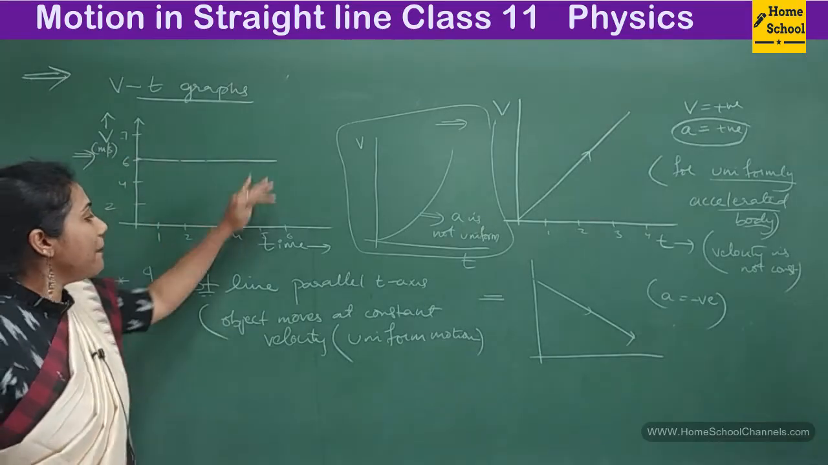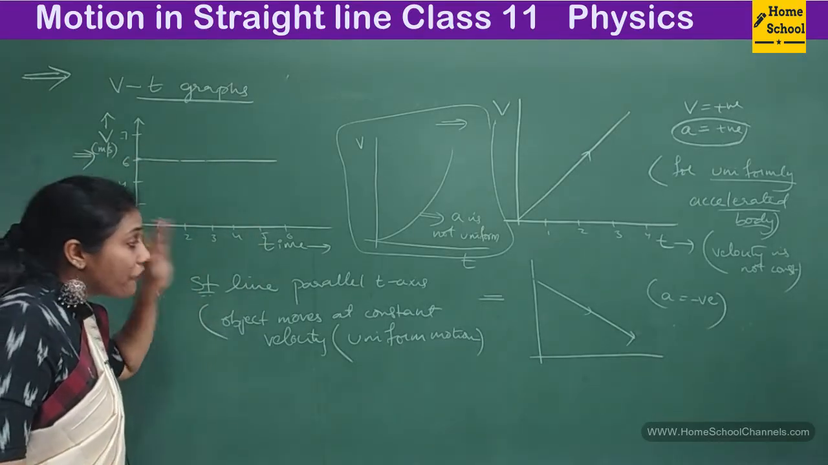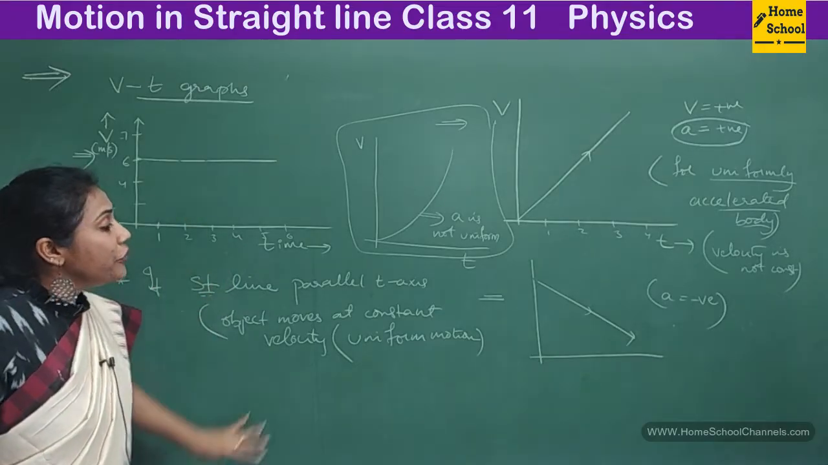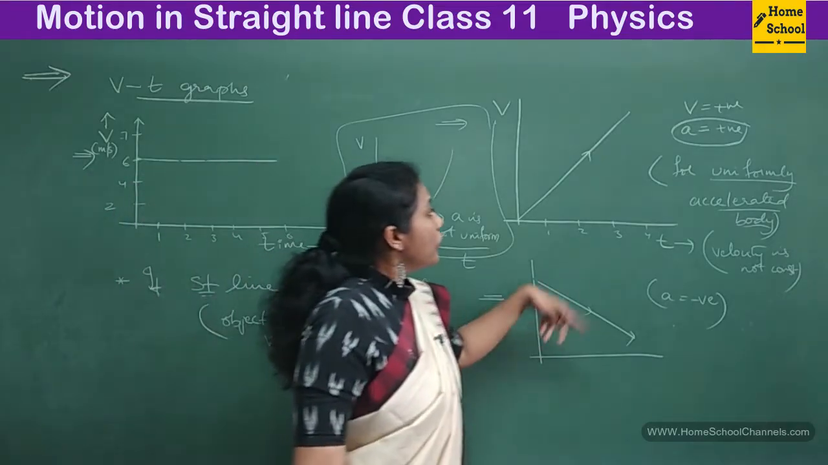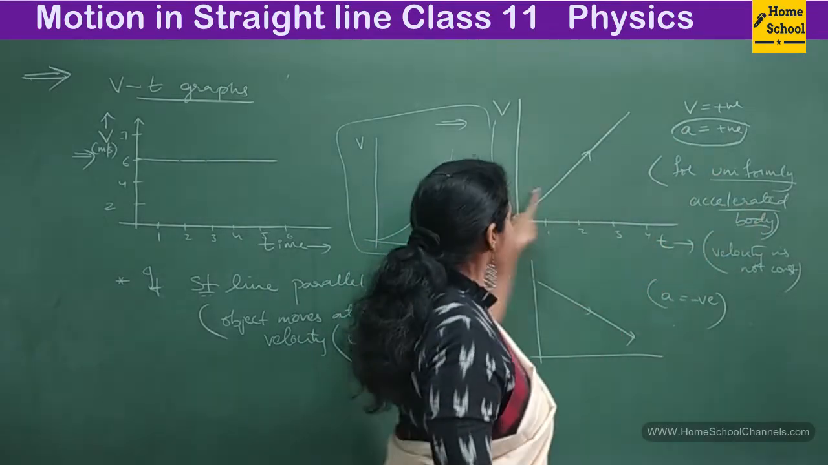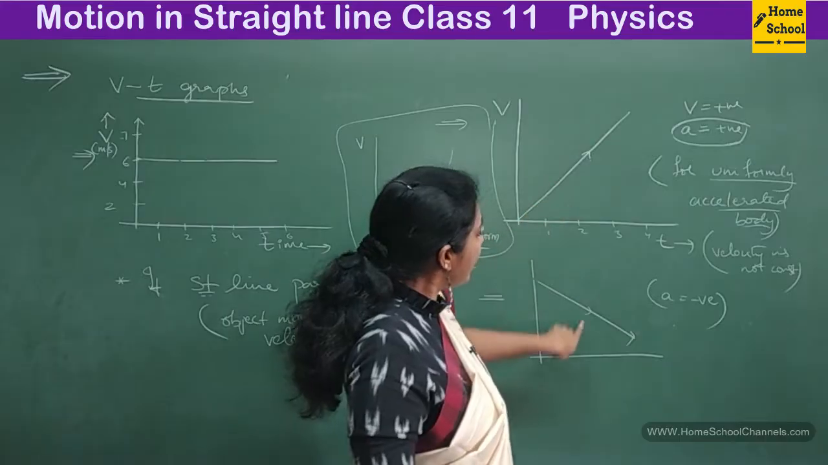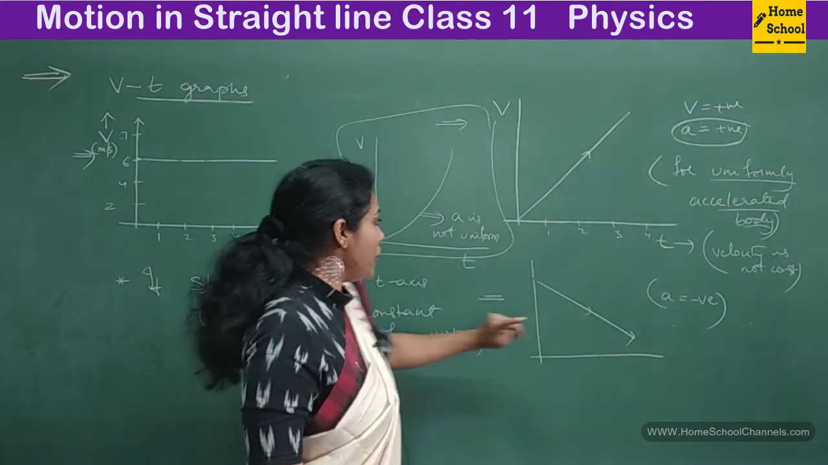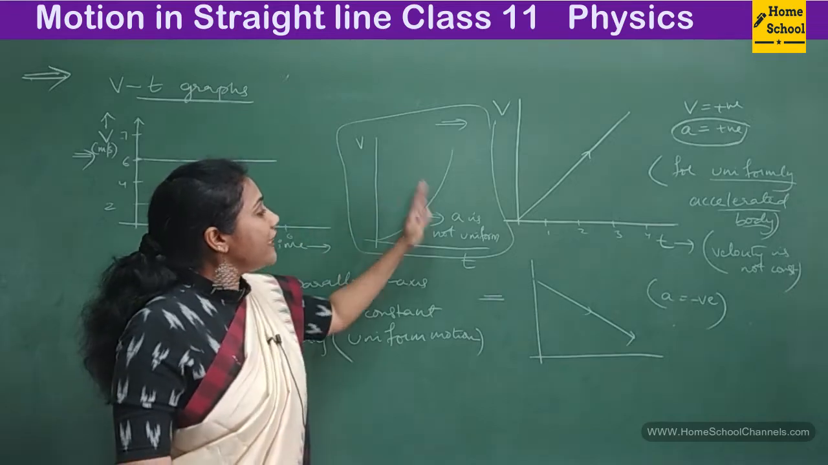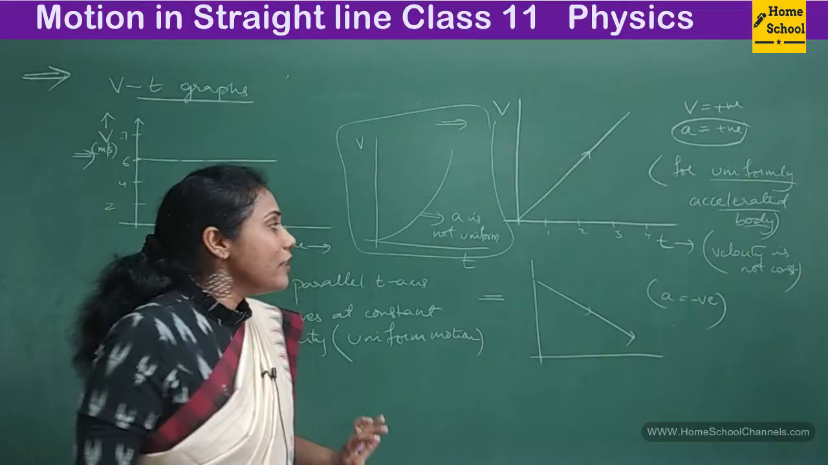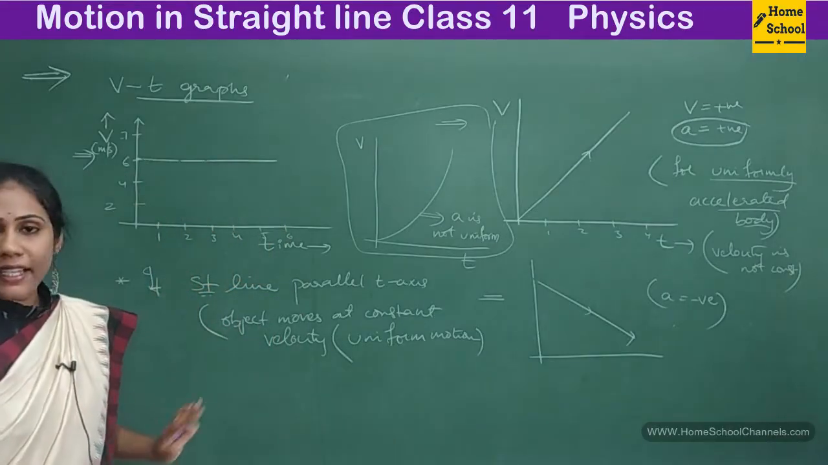When you have a line parallel to the t-axis, it is with constant velocity, that is, this is the graph for uniform motion. And this is non-uniform motion but with constant acceleration. This is a positive acceleration, and here it means a negative acceleration. And if you get a curve, it means that even acceleration is not uniform. Okay, so this is a very basic idea.